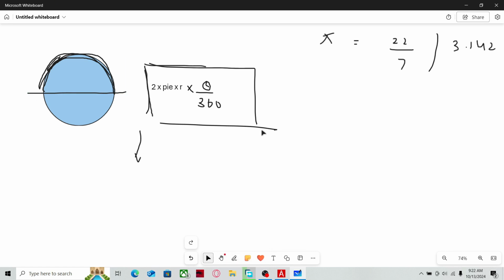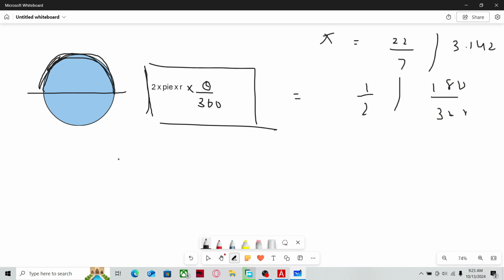Since we want it half, so what is our angle there? What is the angle that we need? We need to find half of the circle. Half of the circle means what? In fractions, it is 1 by 2, or if we're taking theta, it's what? 180 divided by 360. So now let's apply that to the formula.